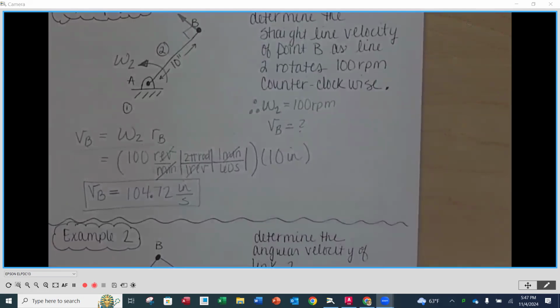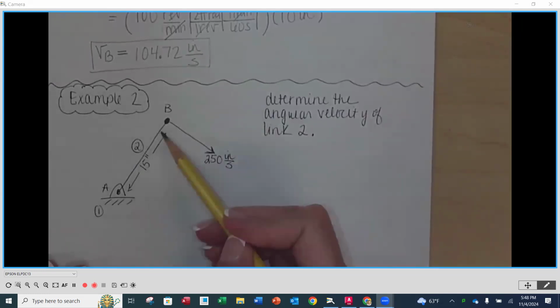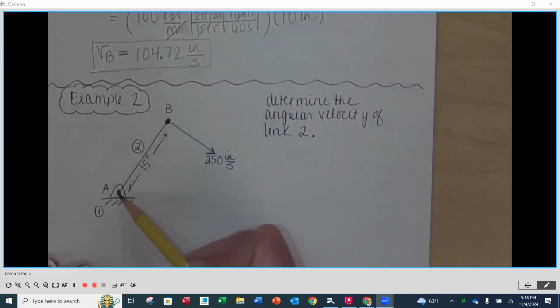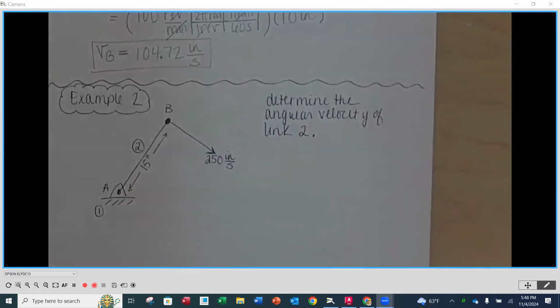All right. Let's look at example 2. Example 2 says determine the angular velocity of link number 2. So link number 2 this time, you're going to notice attaches between points A and B. A we can see is the frame, so that means that A is not moving. So when we look at the angular velocity of link number 2, we want to put a W2 on here.